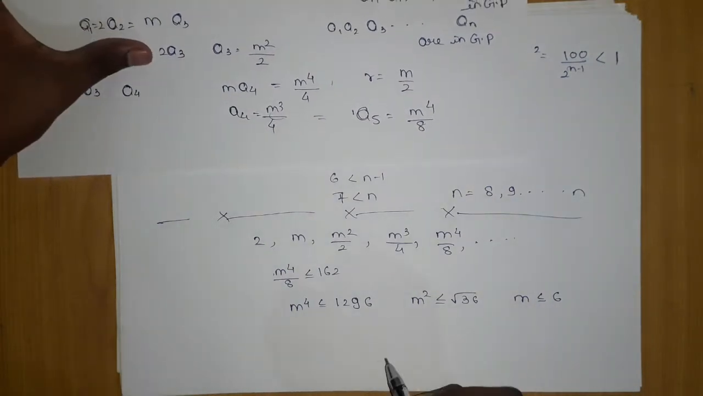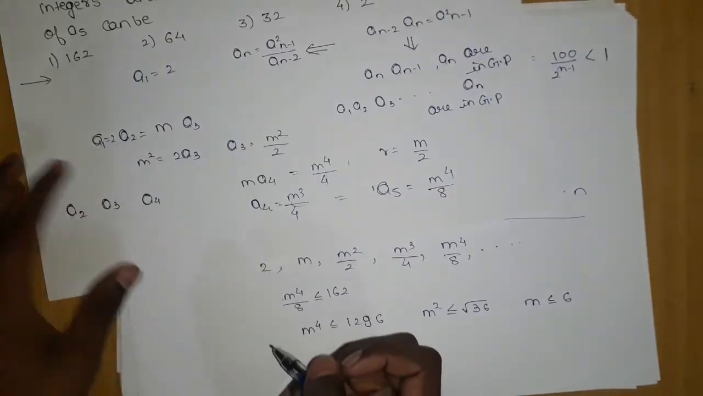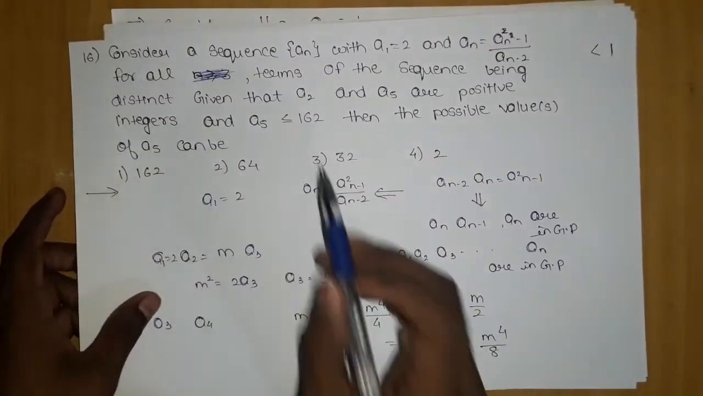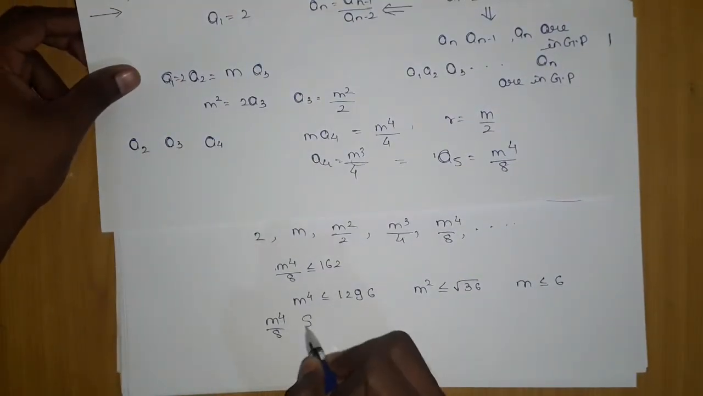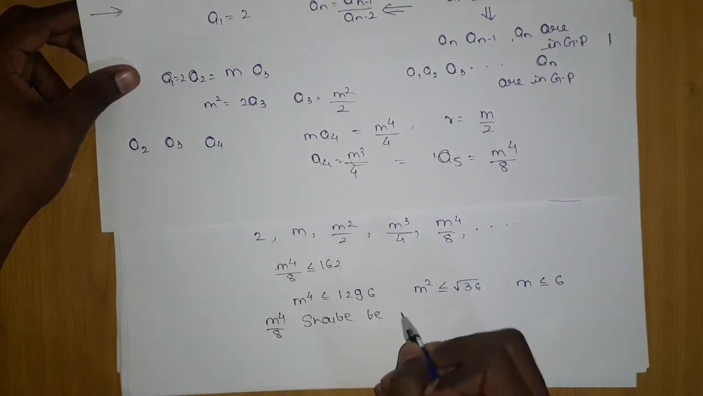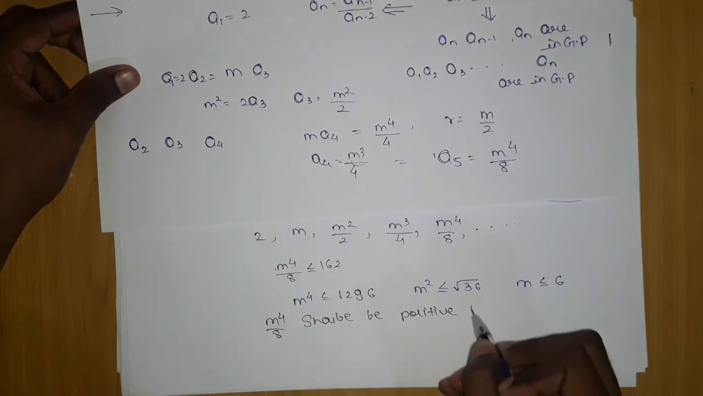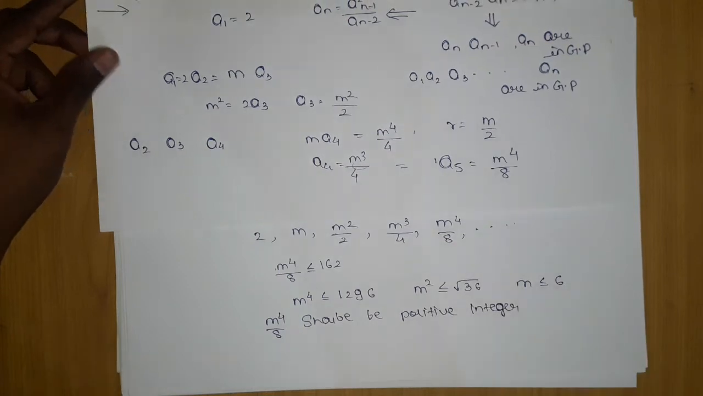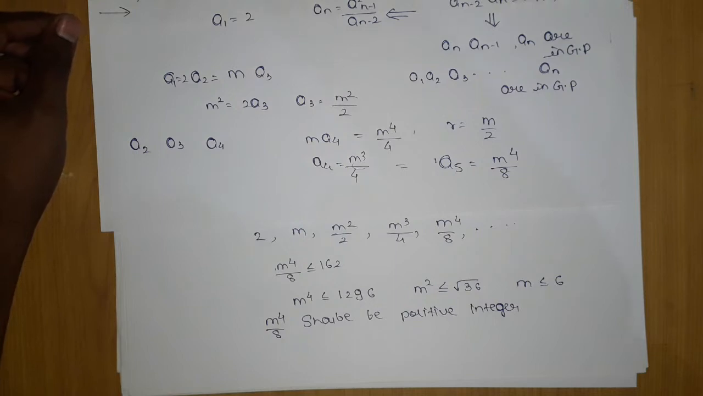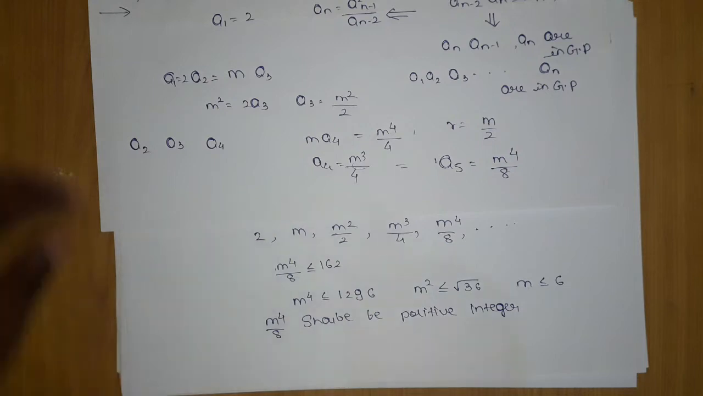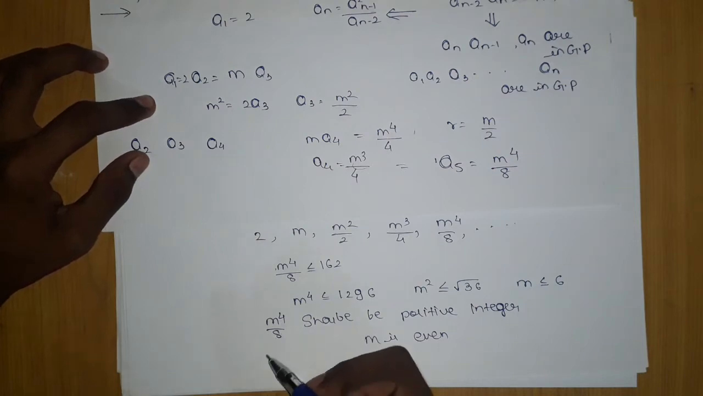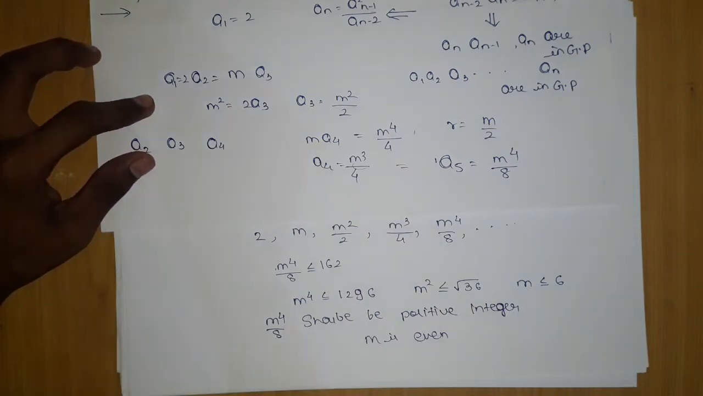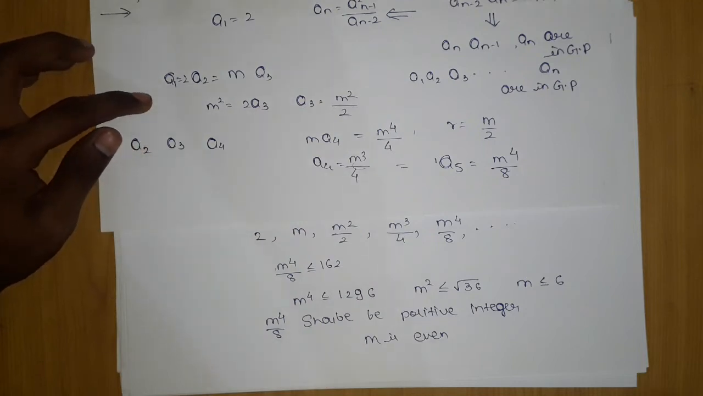Now let's think. If you read one more statement, they are telling that a2 and a5 are positive integers. For it to be a positive integer, m power 4 by 8 should be a positive integer. When will this be possible? It will only be possible when m is even, because if m is even, it will divide and become an integer. Otherwise it will be a number of the form p by q, not an integer. There is a difference between a p by q number and an integer.